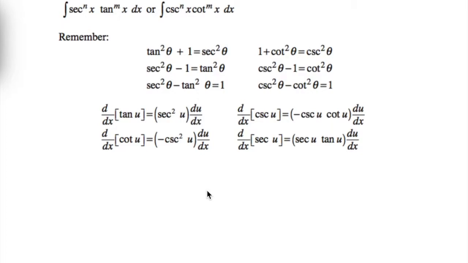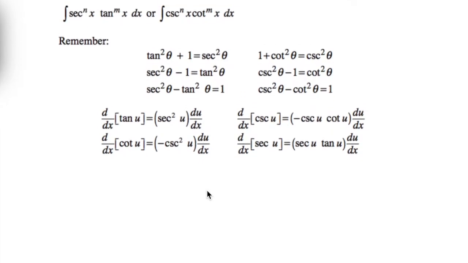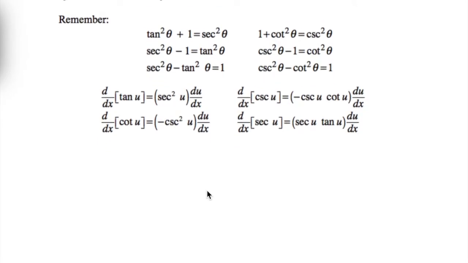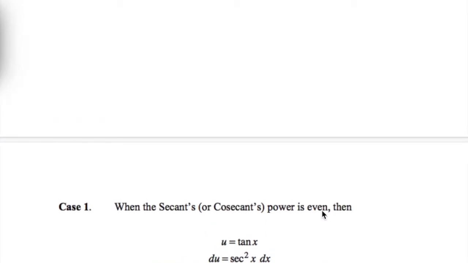And so when you're dealing with this section, you're going to be approached with 3 different types of problems, 3 different cases. The first case is when the secant or cosecant's power is even, then your u would be tangent x, and your du would be secant squared x dx. And with these kinds of problems, it's important to remember that tangent squared x plus 1 is equal to secant squared x. And so when you do your u substitution, you can just add 1 to the tangent squared in order to solve for secant squared.